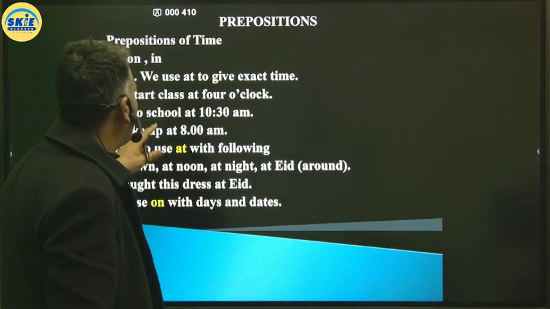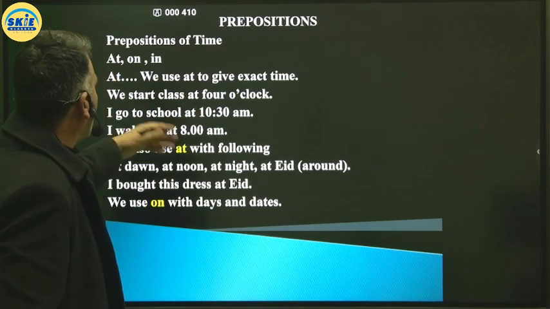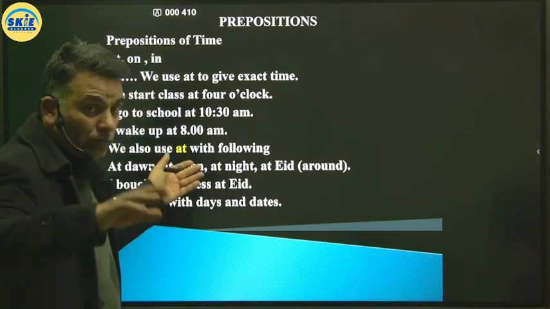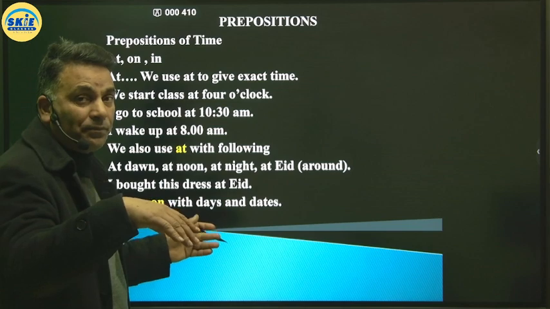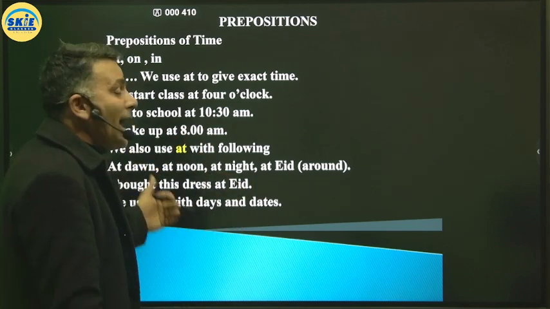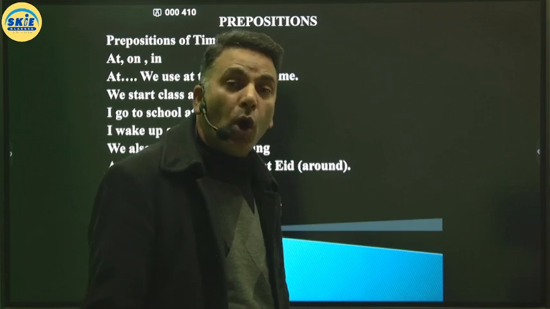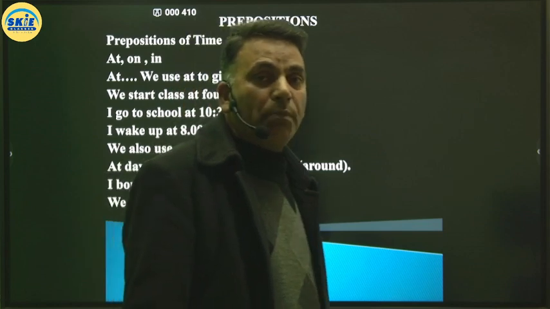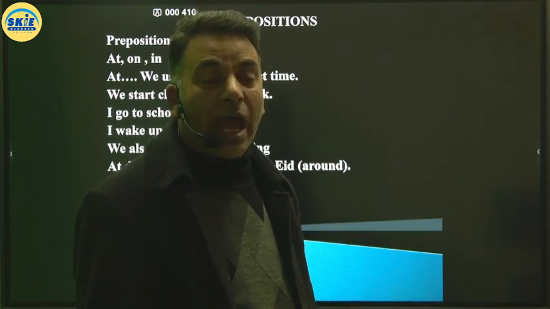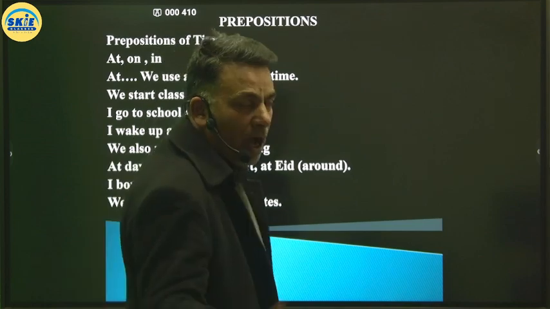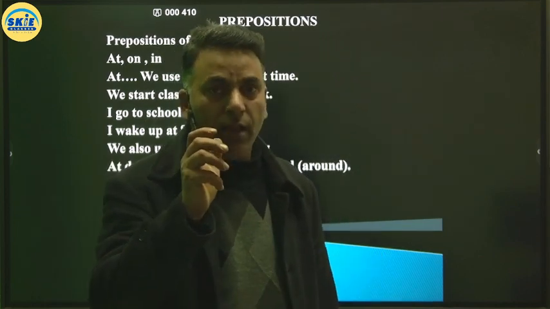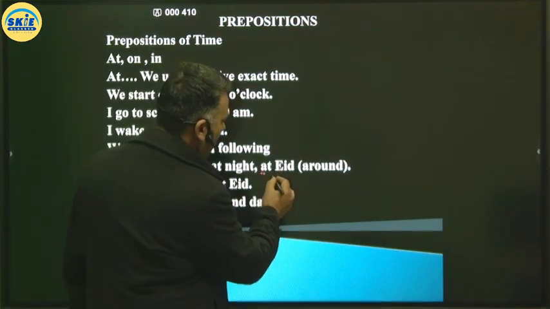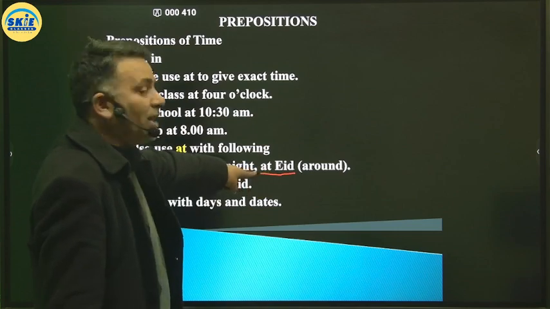There are some examples you can have a look at. We start the class at 4 o'clock. I go to school at 10:30 a.m. I wake up at 8. We also use, when it comes to parts of the day, at dawn. I woke up at dawn. I went there at noon. I was woken up by a noise at night. When we say at night, it almost means midnight, the time around 12, right? So, at. But we also say, if you look at this one, at Eid.